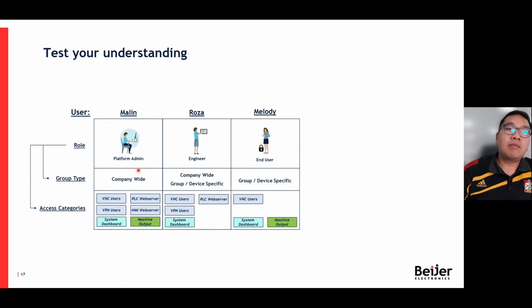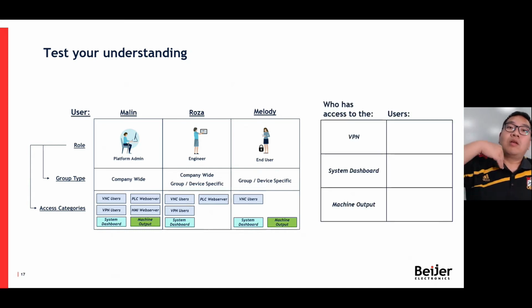Marlin is the platform administrator. She has company-wide access and these access categories. Then we have Rosa, who's the engineer. In this example, it could be company-wide, could be group-specific, up to you. And she has these distinct access categories set up as a user inside her role as an engineer. Then you have Melody, a user who's given the specific role of end user. She has the different group-specific settings, and also the access categories for an end user itself.